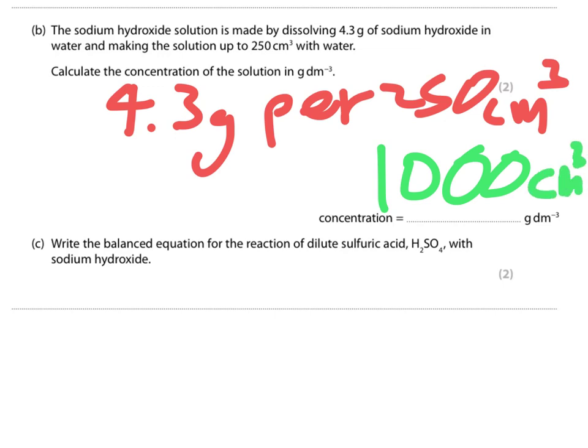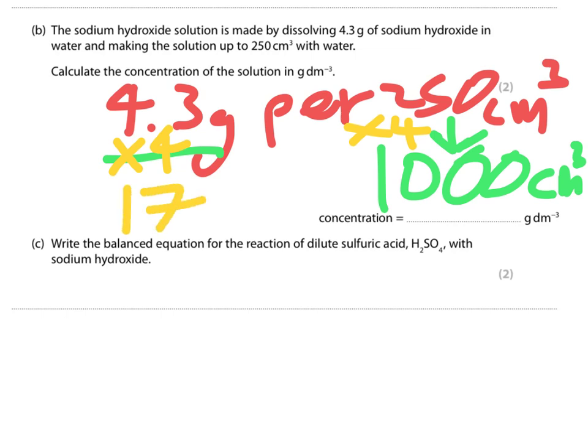So how many grams do you think are in there? Well, if there was 4.3 grams in 250, how many grams are there going to be in 1,000? Well, what's the multiplication? How many times bigger is 1,000 than 250? So hopefully you can see that is times by 4. It's 4 times bigger. If you times 250 by 4, you get 1,000. So how many more grams are there going to be? Well, it's going to be times by 4. So 4.3 times by 4 is, what's that, 16, 17 point.